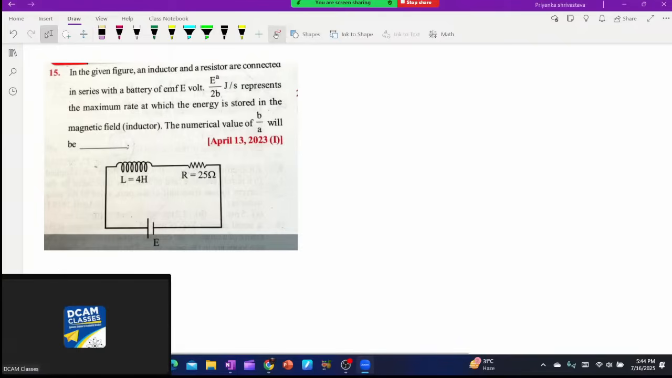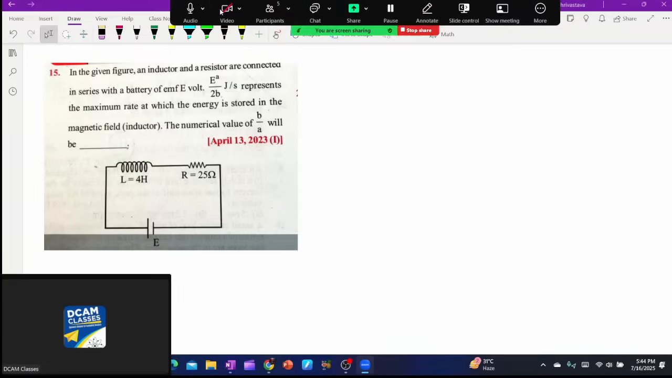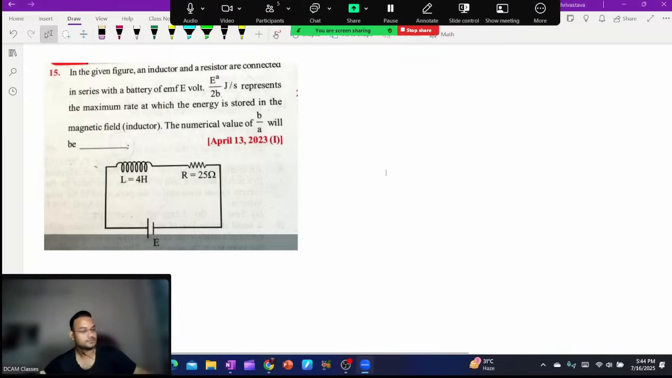I am actually not getting the idea why the answer should be like that. No, sir. Let me show you. The question given is: in the given figure, an inductor and resistor are connected in series with a battery E. This represents the maximum rate at which the energy is stored in the magnetic field. The rate they are asking, no?